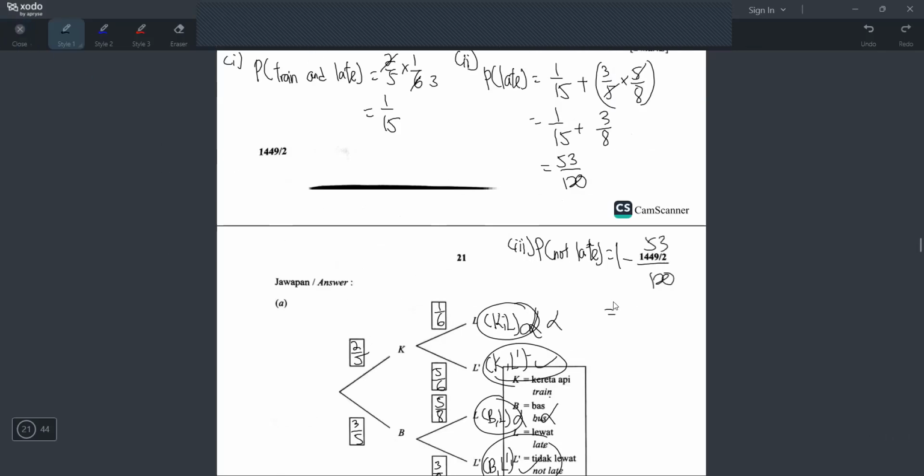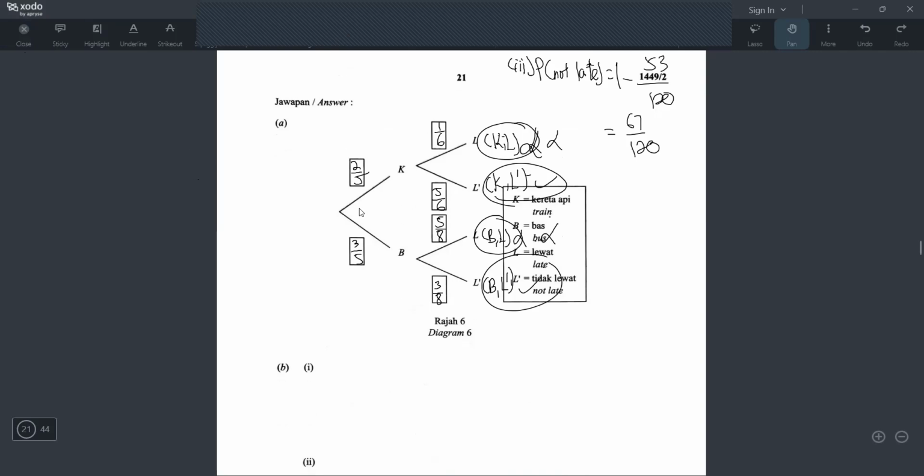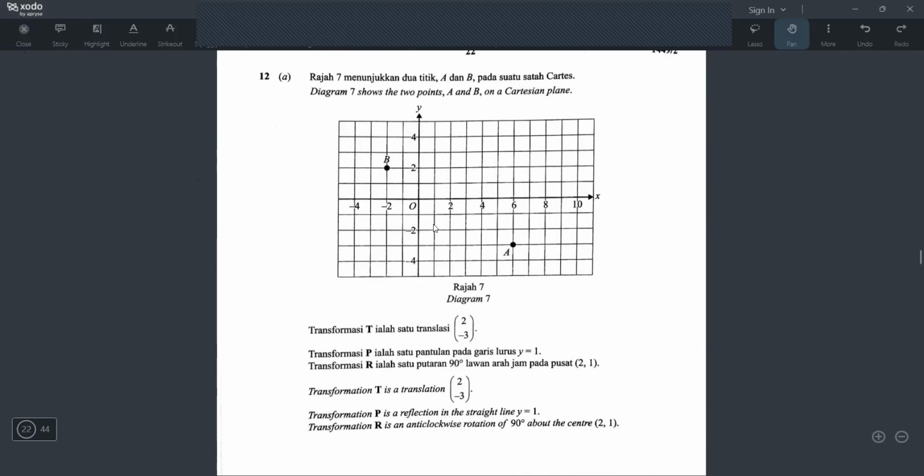It will save you a lot of time, right? So I'll just press calculator now. Okay, my calculator gives me 67 over 120. Okay, that's the answer, right? But if you want to do it slowly, can also, you will get the same answer, right? If you do it slowly, you will take 2 over 5 times 5 over 6 plus 3 over 5 times 3 over 8, can also. You will end up with the same exact answer, believe me. Okay, all right, that's all.